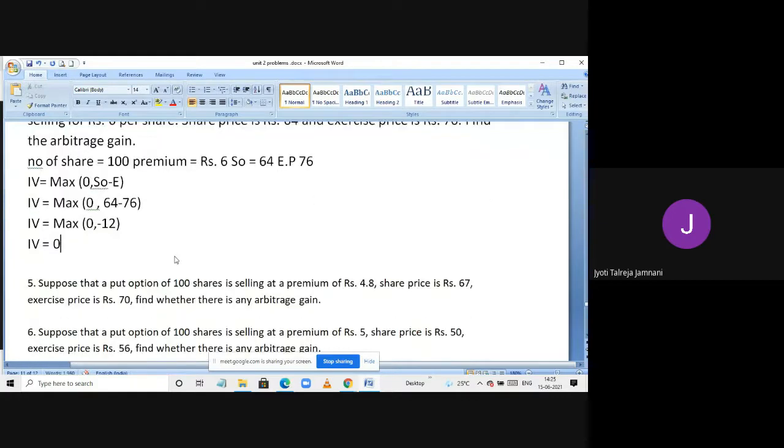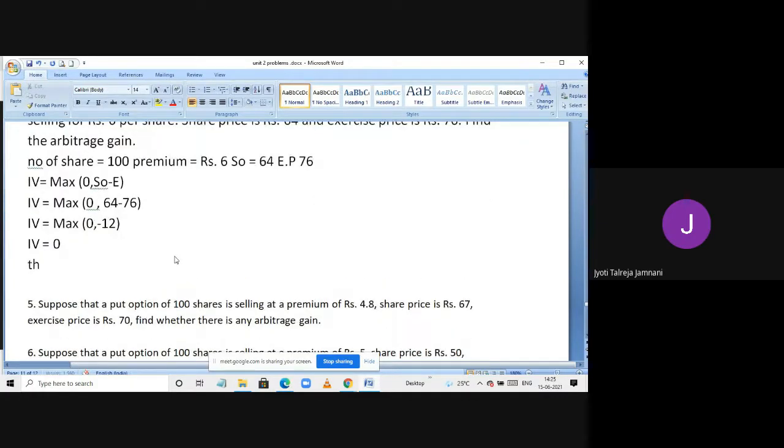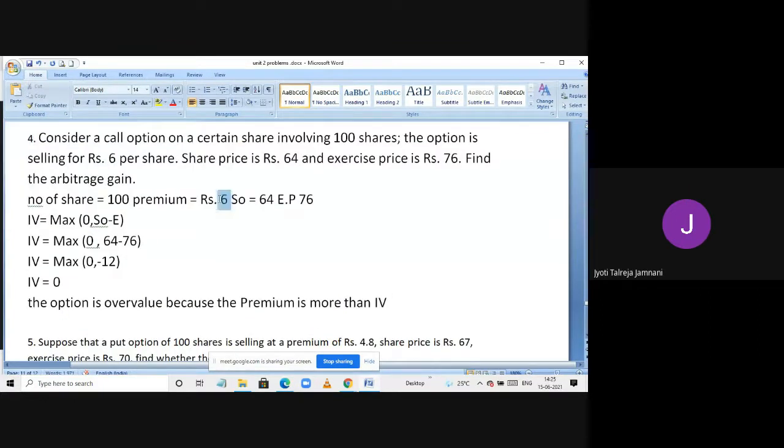Okay, so now you will say that the option is overvalued. Why is it overvalued? Because the premium is more than the intrinsic value. The actual value or the actual gain from the option is 0. But you are still paying a premium of 6 rupees. That means you're paying more in the market. The option doesn't give you any gain. So the option is overvalued.